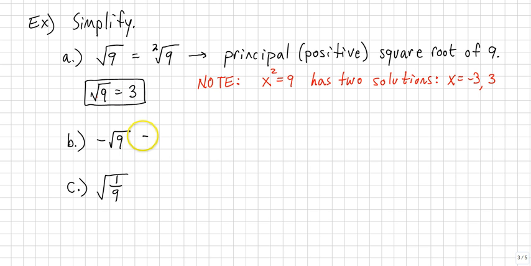Let's look at B. In B, we have the negative principal square root of 9. That's the same thing as negative 1 times the principal square root of 9. But in part A, we now know what the principal square root of 9 is. It's 3. So we just want negative 1 times 3, and we get negative 3.